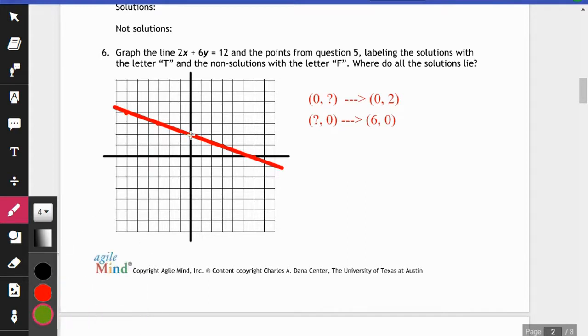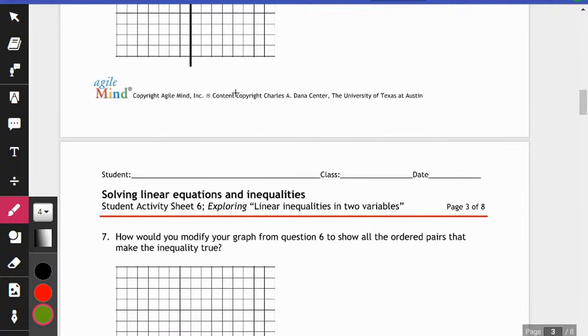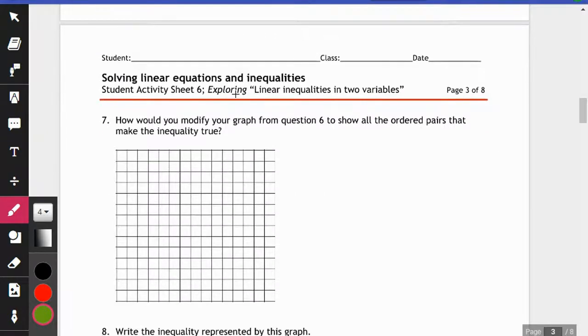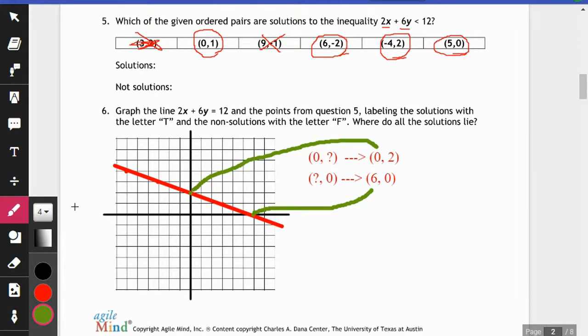Once more, just to remind you, these buttons, this guy's right here, and that guy's right there. That's how we graph things in standard form. Okay. So they told us to graph it. How would you modify your graph from question 6 to show all the ordered pairs that make the inequality true? Okay. This is where we're going to go.